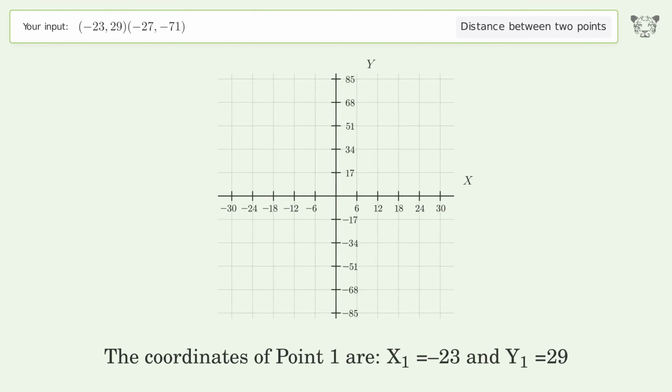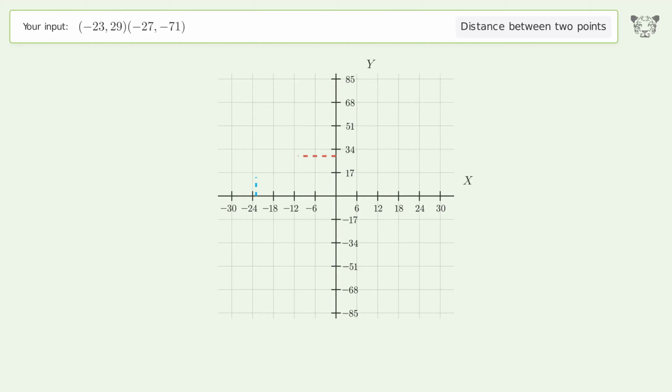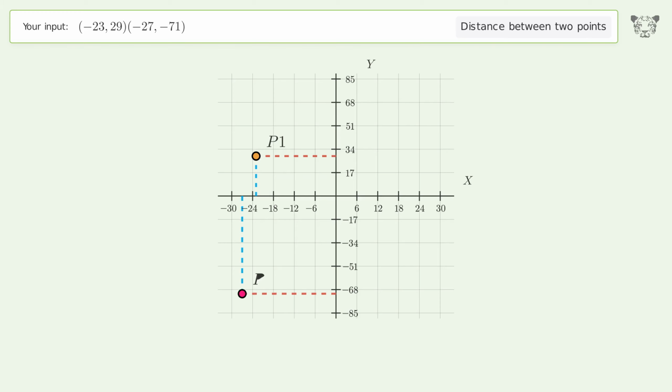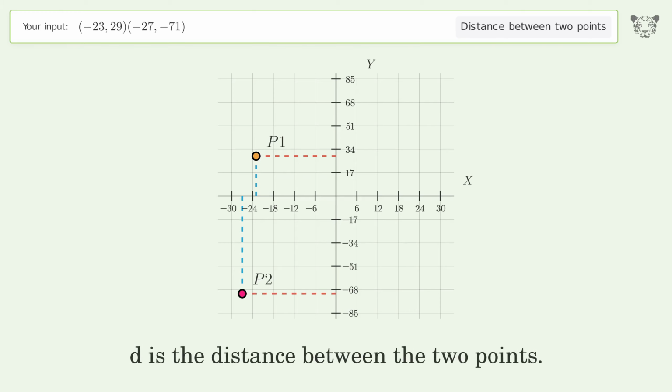The coordinates of point 1 are, x1 equals -23 and y1 equals 29. The coordinates of point 2 are, x2 equals -27 and y2 equals -71. D is the distance between the 2 points.